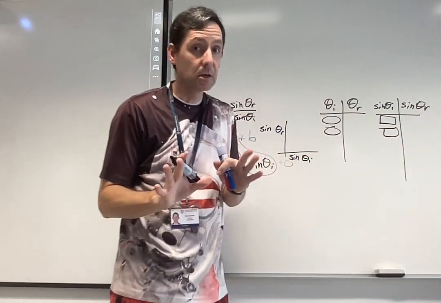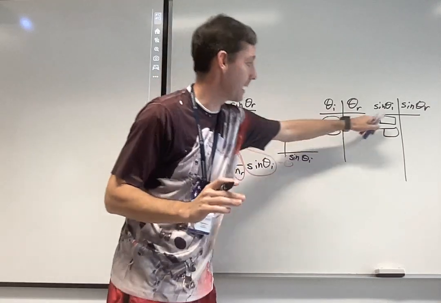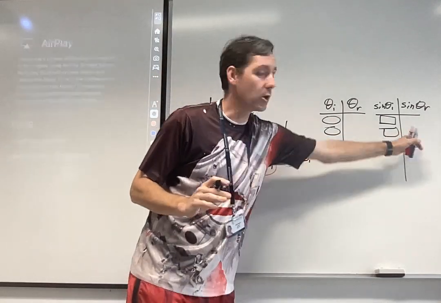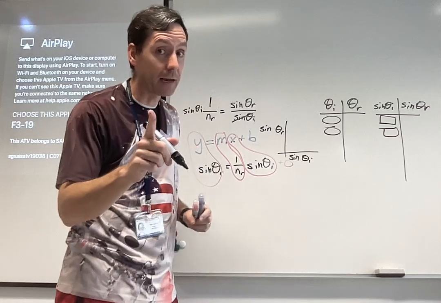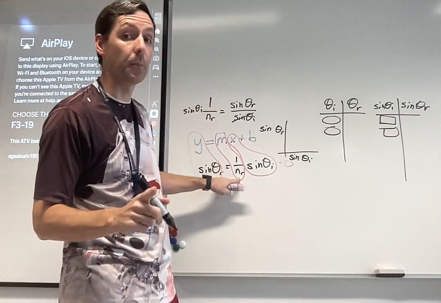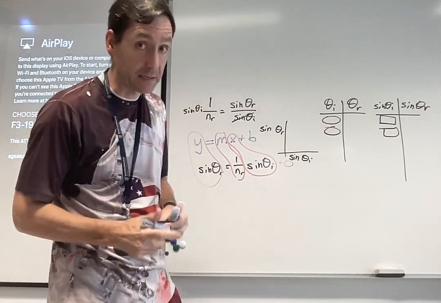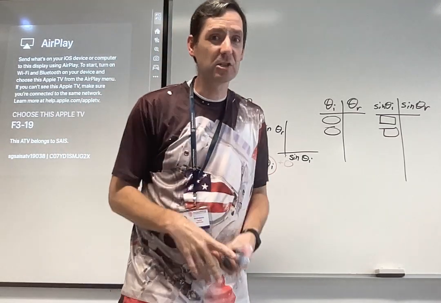Once you do that, you should be able to graph sine of theta I, these on the x-axis, and those on the y-axis. That should give you a straight line. The straight line will have a slope of 1 over n_R. I hope that's helpful. If you have any questions, check with me in class.